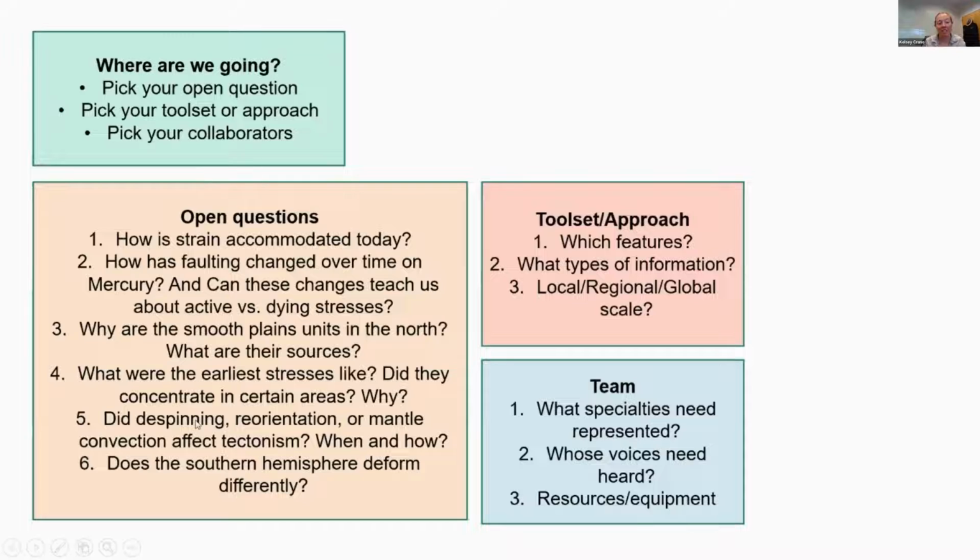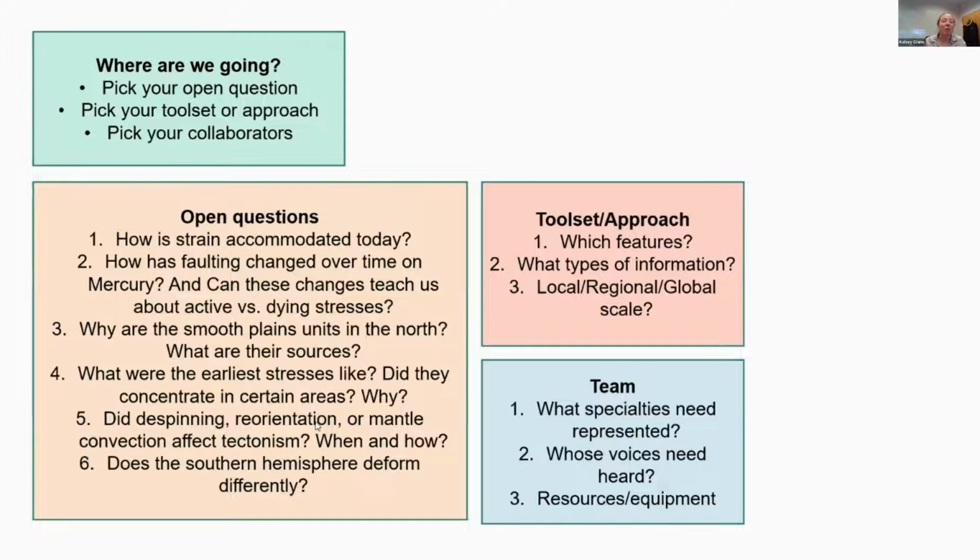And specifically despinning, so slowing down the planet's spin, reorientation, mantle convection, all of those processes probably affected tectonism, but when did they do it and how did they do it? And then for BepiColombo, which should be bringing back data in 2025, how does the southern hemisphere deform differently? I think this is going to be cool because we have imagery of the southern hemisphere, but we need higher quality topography to do really great modeling. We have that for the north, but we don't have that for the south. So that contrast is going to be fun.